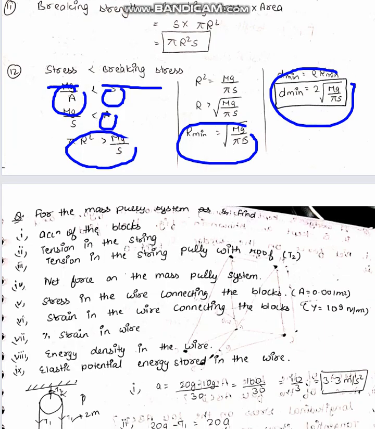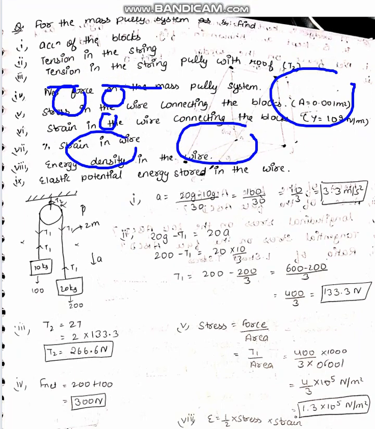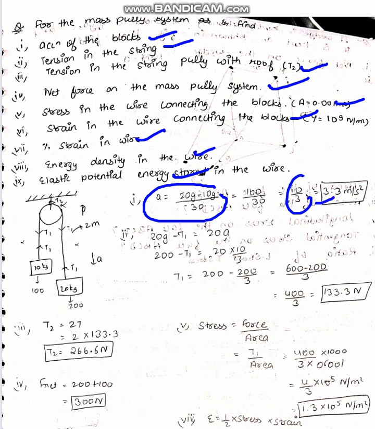Now let's start with another question, which is about a mass pulley system. A system of mass pulley is shown. We need to find acceleration of the blocks, then tension in the spring, then tension in another string, net force on the system, stress in the wires, strain, percentage strain, energy density, and elastic potential energy. So the question is like this. It's a very simple question. Acceleration comes out to be 20g over here, 10g over here, so it's 10 by 3, the first one.